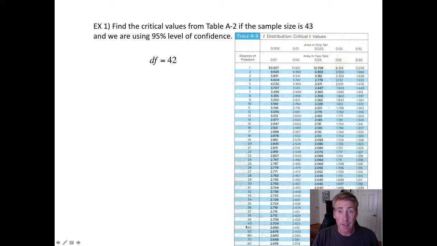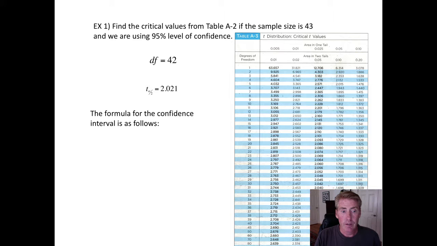And you'll notice that it doesn't have a 42. Well, with all of these tables, whenever they don't have exactly what you need, you just use whatever's closest. So the closest that we have is the 40. So we'd be using 40 and go over to the middle column, and the critical value would be 2.021. And then that's called t sub alpha over 2 because of the 2 tails. So this is saying that was 2 tails.